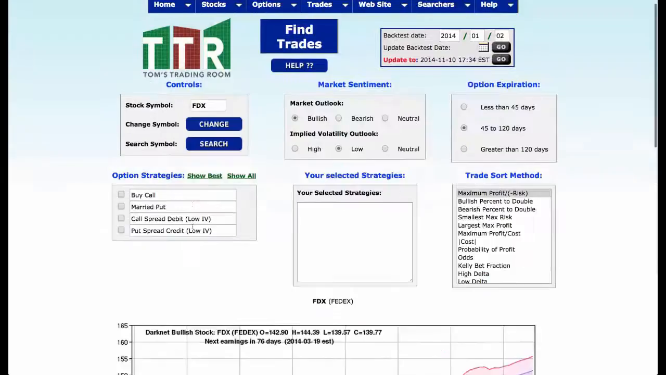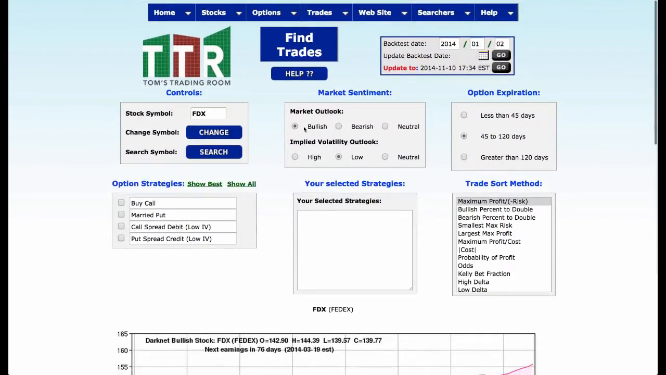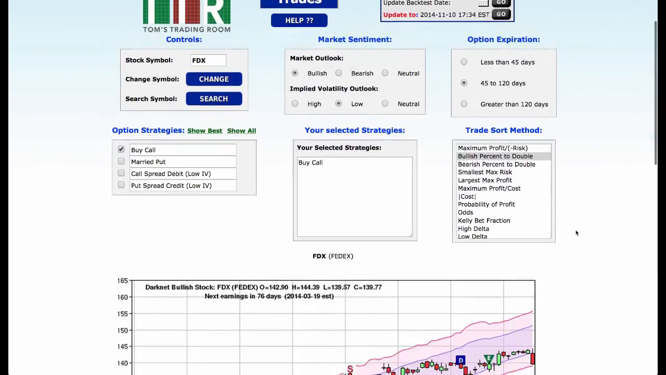I need to know this because up here, I want to make sure my outlook is bullish and my implied volatility is low. As you change these buttons, such as bullish with high volatility, it tells you the option strategies that are the best ones to take. If I click on low, I can buy a call, I can do a married put, or I can do a call spread or a put spread. So let's just simply look at buying a call option, all right? And we're going to sort this by which has the best percent to double.